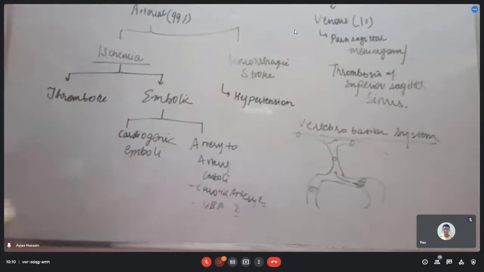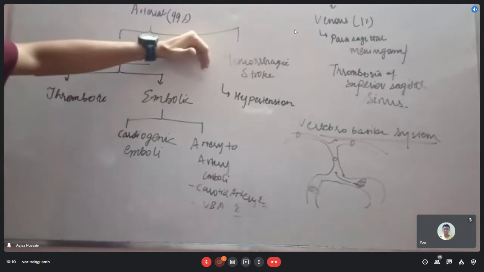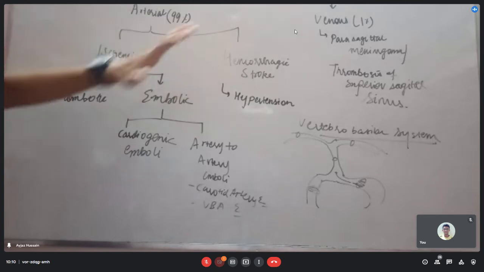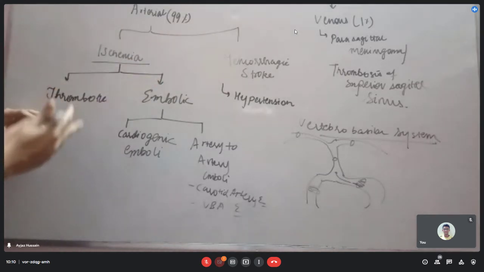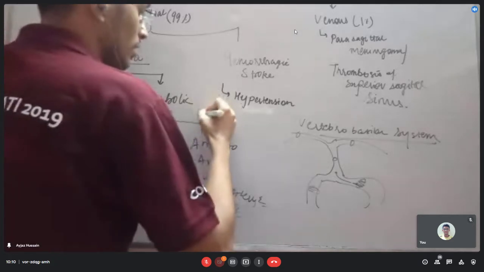So that means there can be thrombotic stroke, there can be an embolic stroke, there can be a hemorrhagic stroke. Okay. So the commonest will be a thrombotic stroke or an embolic stroke. Embolic strokes are more common in young. Remember, they're more common in young.